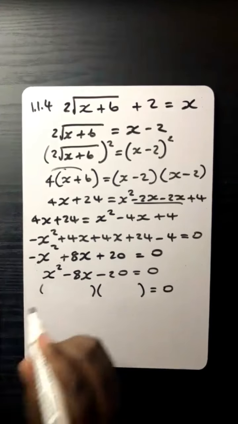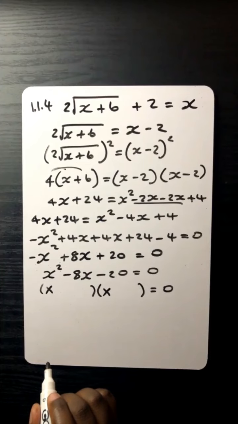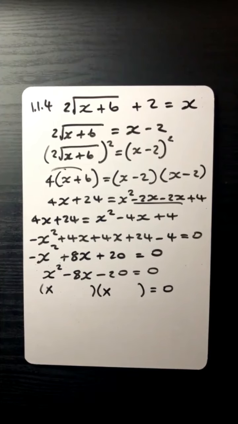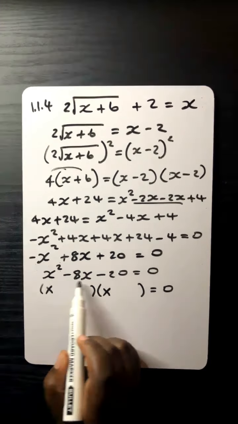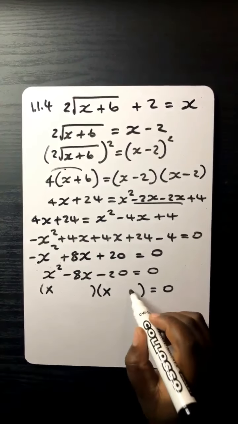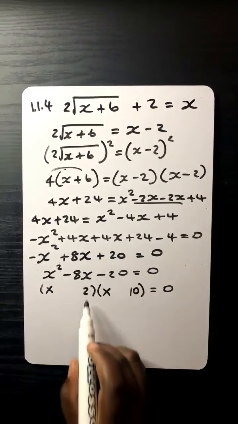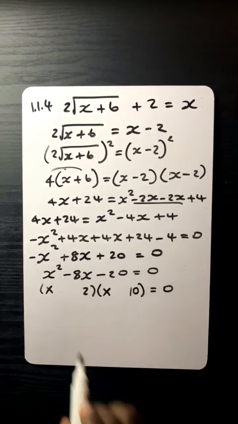So let's see, what do we have? We've got x, we've got x. Which two values, when multiplied together, give us the value of 20, and again, when worked out together, give us that 8? What are those numbers, ladies and gentlemen? Let me see. 10 times 2. Yeah, 10 times 2. 10 times 2 gives us 20. And these two values can also give us the middle term, which is 8.